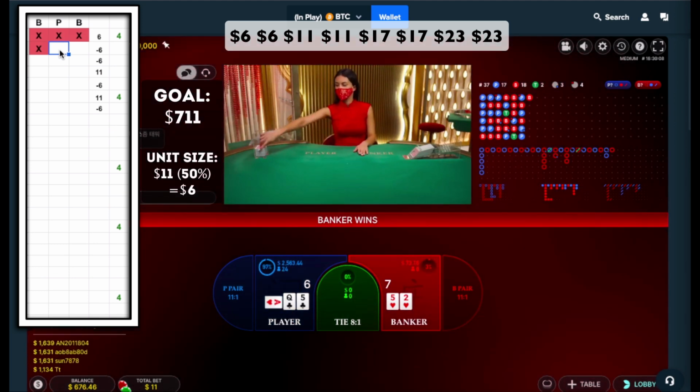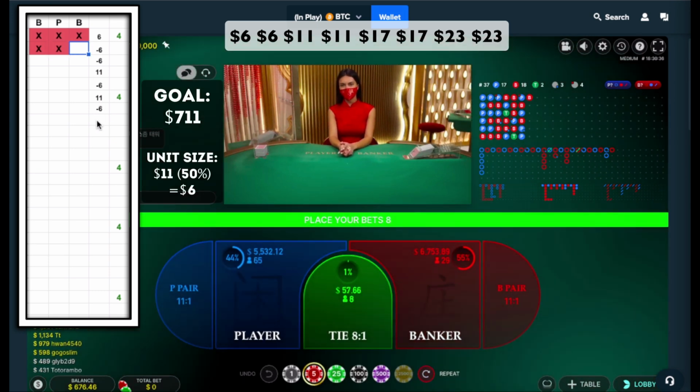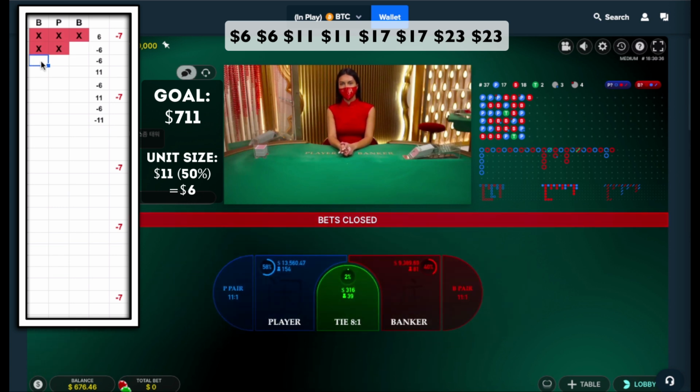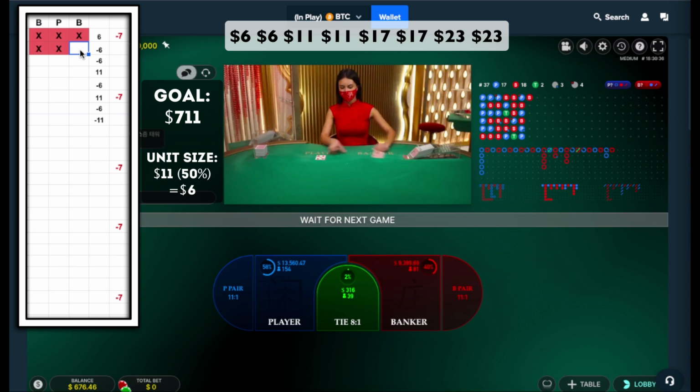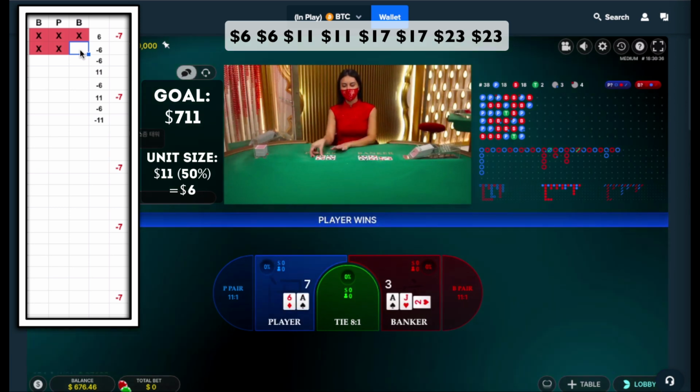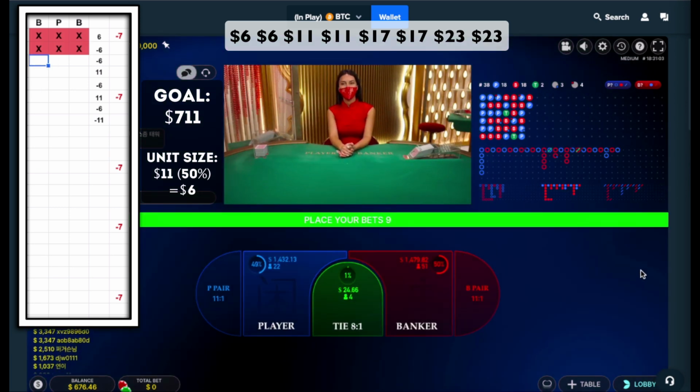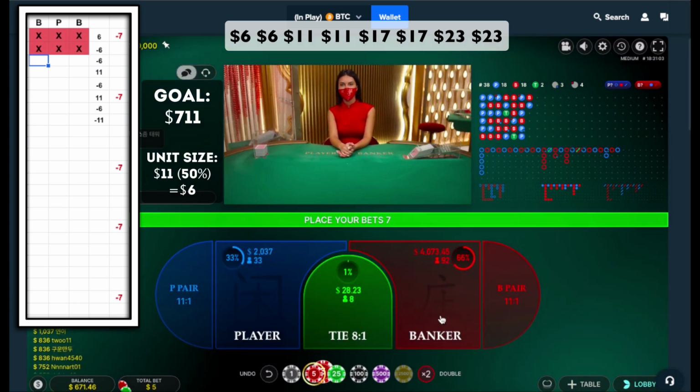Nope, banker wins. We get an X. -11. Fourth step of the progression now. And our next betting opportunity is the bottom left here. So after this, I'm looking for a banker bet. Okay, I'm looking for banker here for 11.